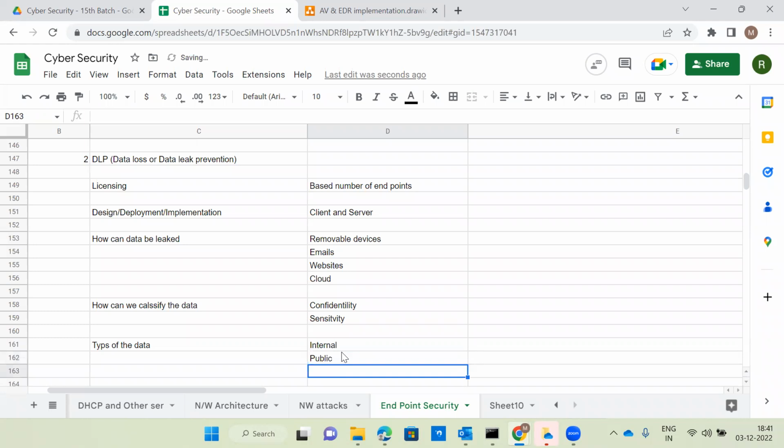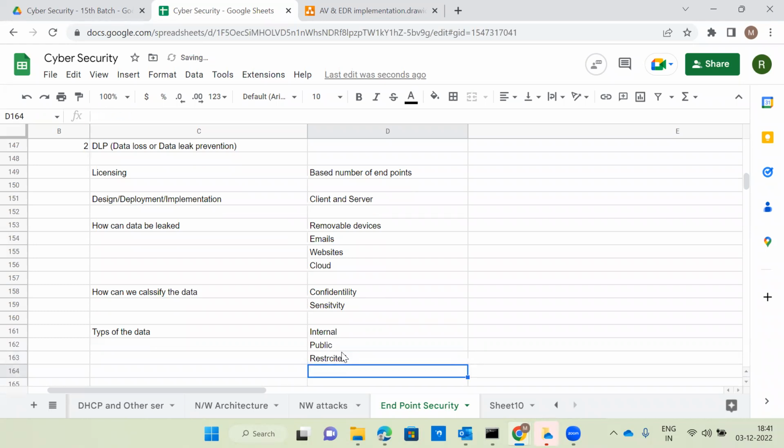Next one, restricted. So restricted meaning here, public is also called external.